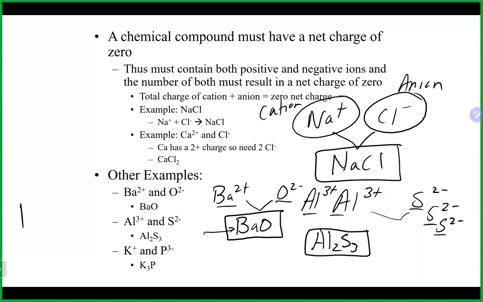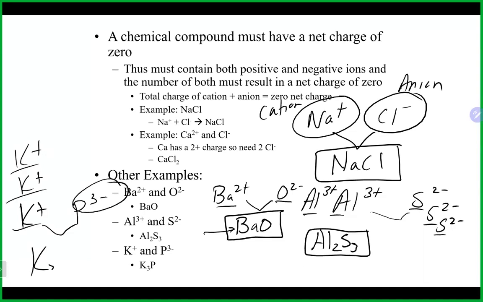Same thing with our potassium and our phosphide. Again, 3 times 1 is 3. So I need a grand total of 3 of potassium. That gives me a +3 here to balance out my -3 on this side. And I have 3 potassium, so I write the number on the bottom. I have 1 phosphorus, and that will give me my proper formula. Any questions about that?